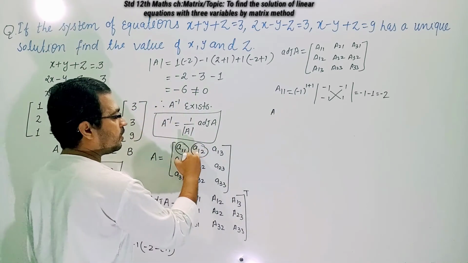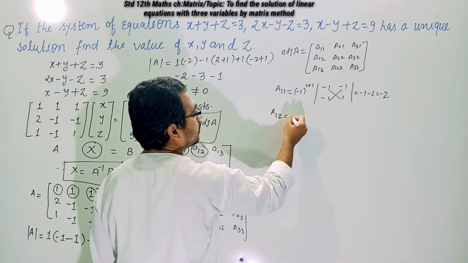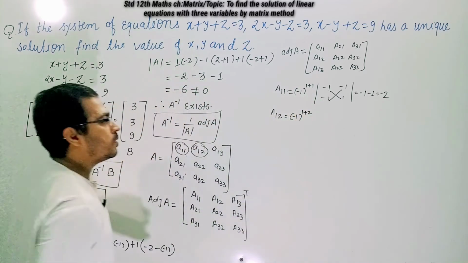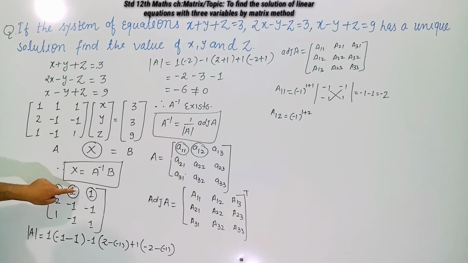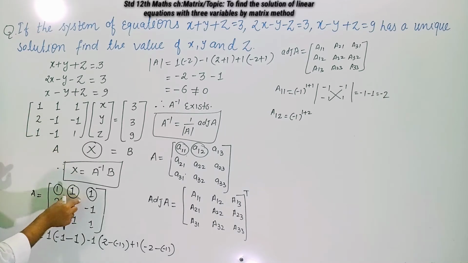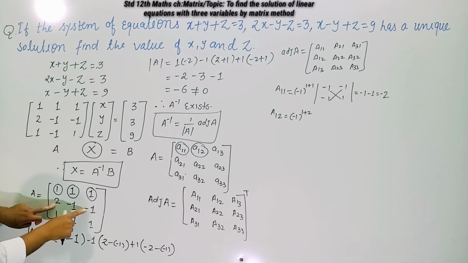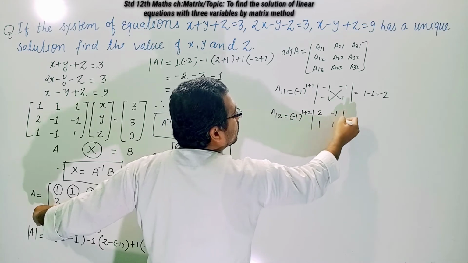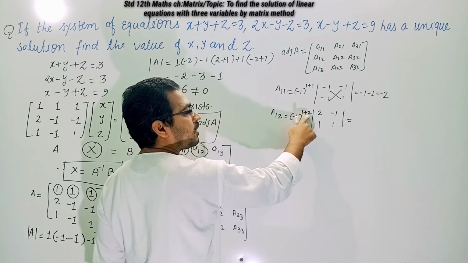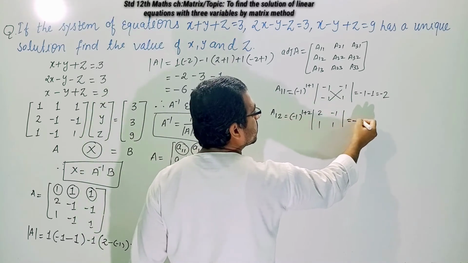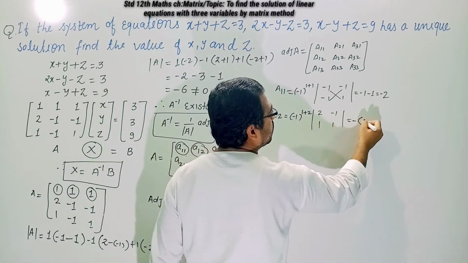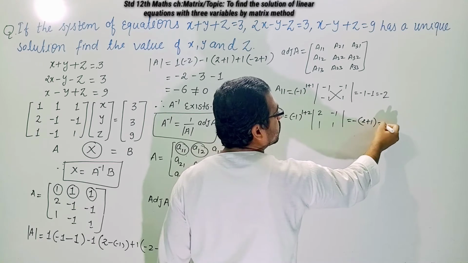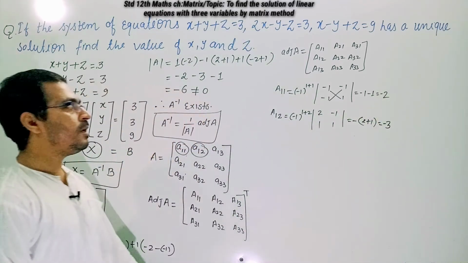Okay, students. Now we will find out the cofactor of A12, capital A12. This will be minus 1 to the power 1 plus 2. So we will find out the cofactor of this element. We will not write this row and this column. So we will write 2, 1, minus 1 and 1. Minus 1 to the power 1 plus 2 means 3, an odd number, so there will be minus. 2 into 1 is 2, minus 1 into minus 1 is plus 1, and with the minus sign it becomes plus. So we are getting minus 3.